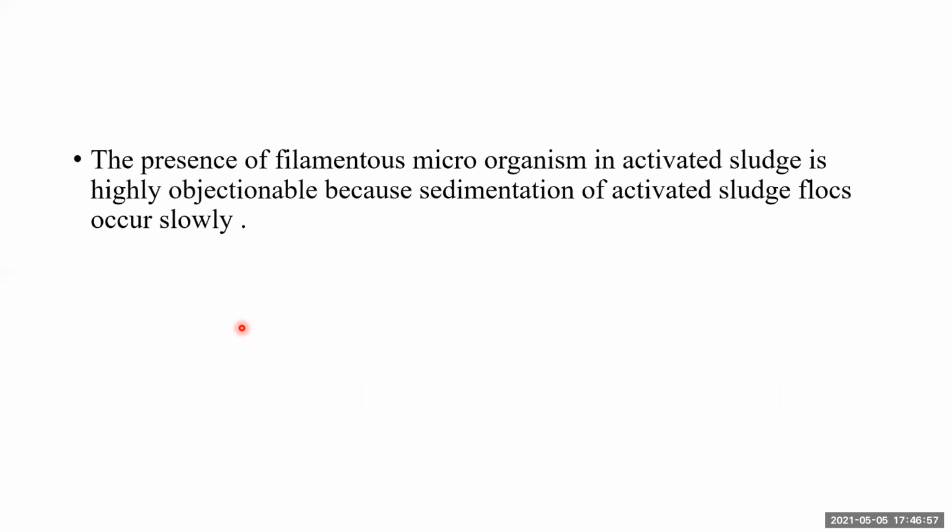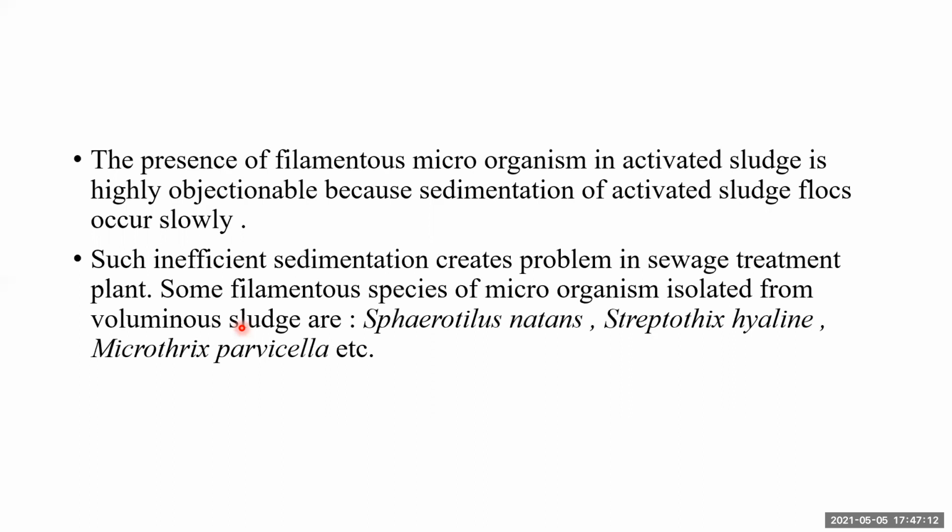Now, the presence of filamentous microorganisms in activated sludge is highly objectionable because sedimentation of activated sludge flocks occurs slowly if filamentous microbes are present. Such inefficient sedimentation may create problems in sewage treatment. Some of the filamentous species which create problems in settling of the activated sludge in this process are Sphaerotilus, then Streptothrix, then Microthrix, and so on.